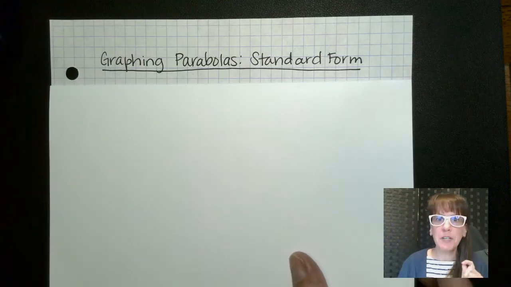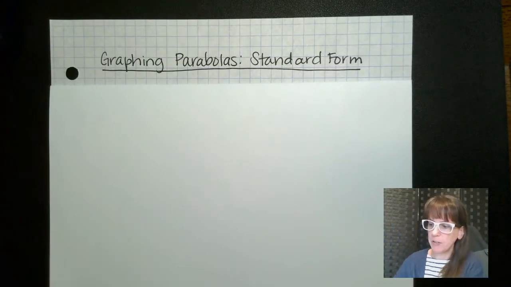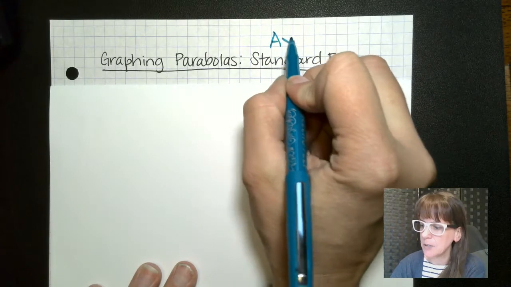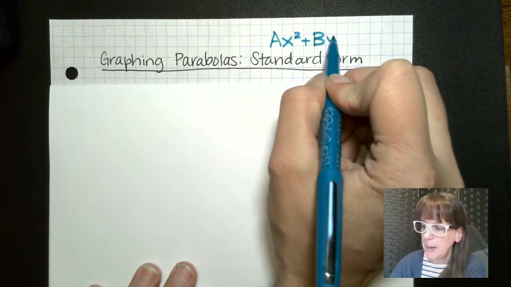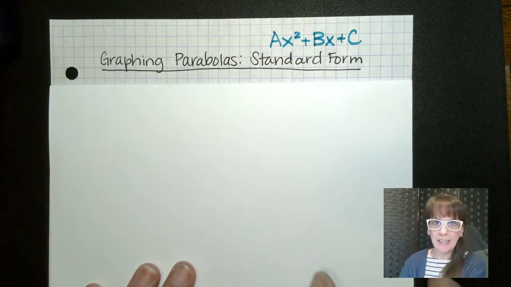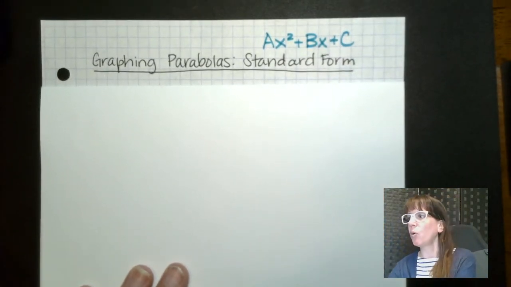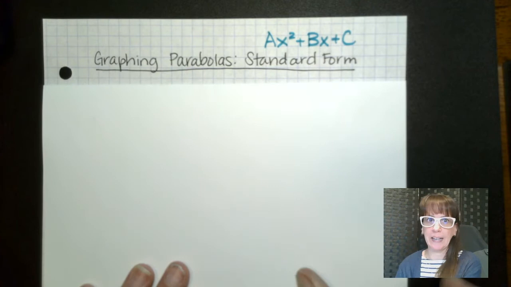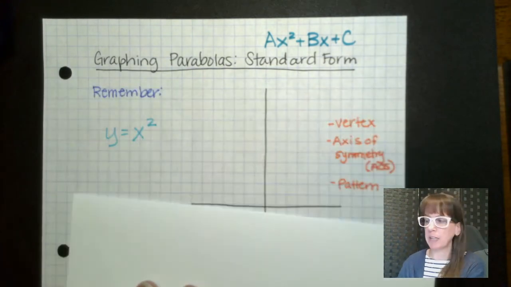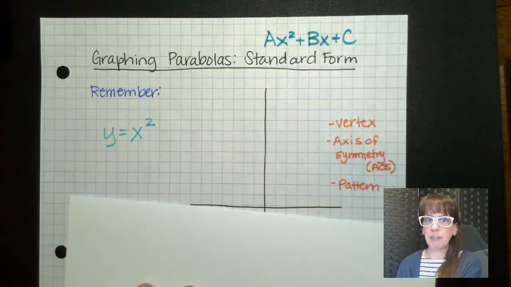Okay, so first and foremost, remember, standard form looks like this: ax squared plus bx plus c. When we have a quadratic that is in this form, we need to figure out how to graph it. The most important part when we're graphing a quadratic, or a parabola, is to find that vertex.